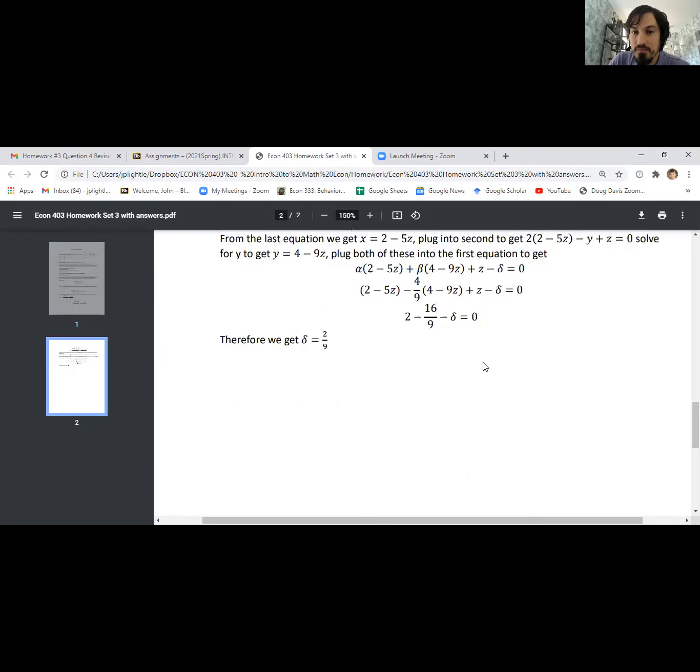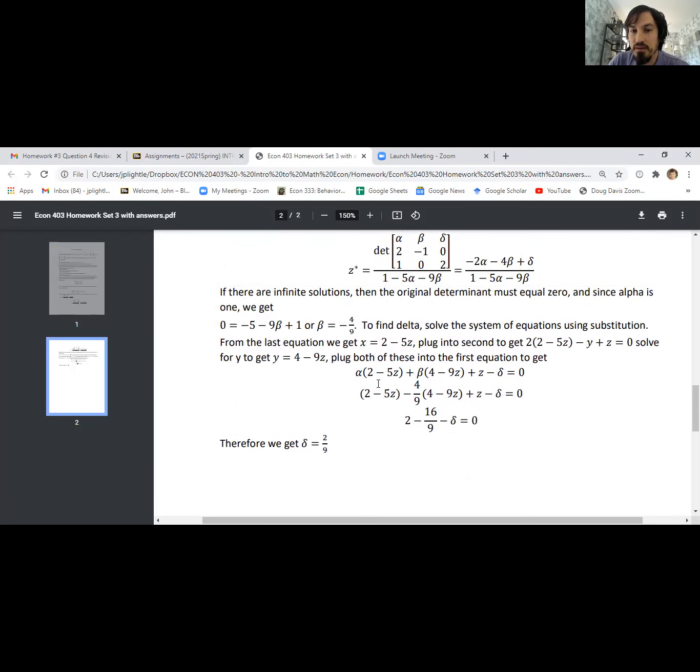And it will turn out that the z's disappear. You get this equation here, it simplifies to this equation. The z's, minus 5z, here's a plus 4z, here's a plus z. The z's just disappear. And all you're left with is this equation with delta that has to be true. In other words, you can solve for delta this way. It happens to be 2/9.